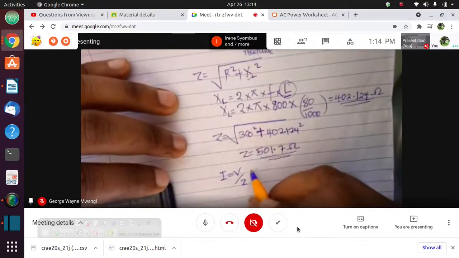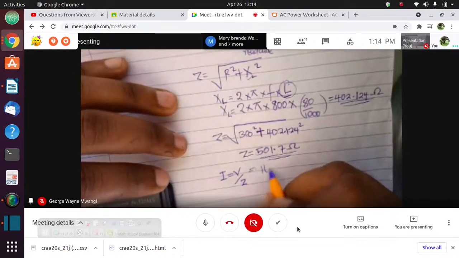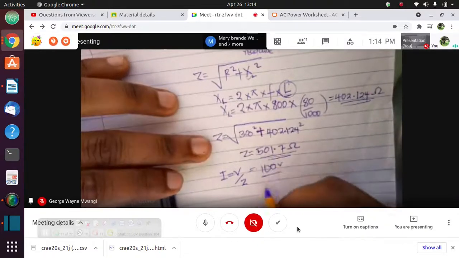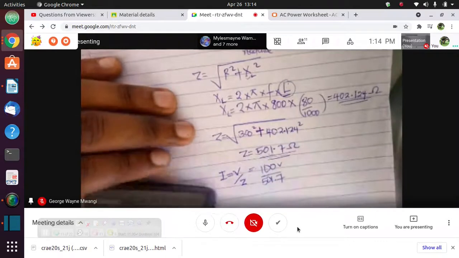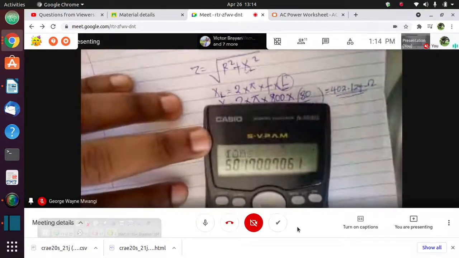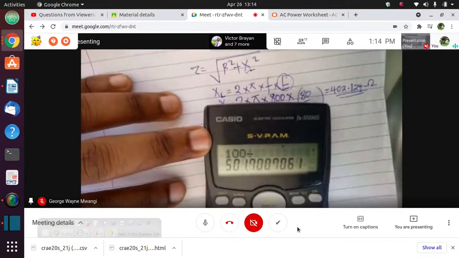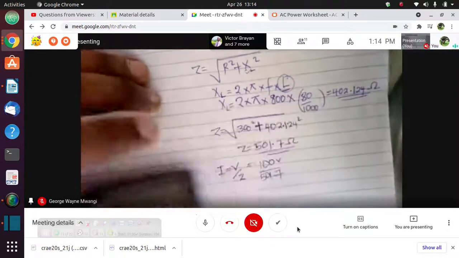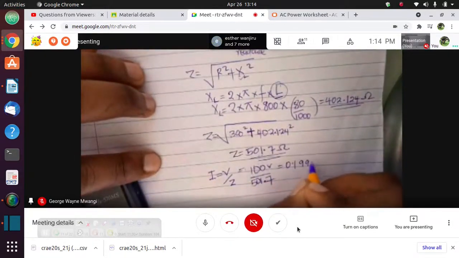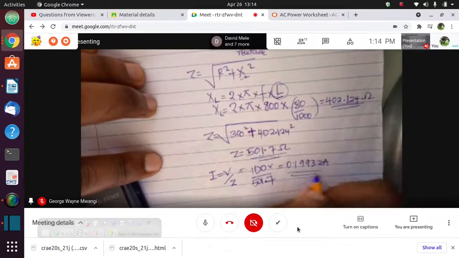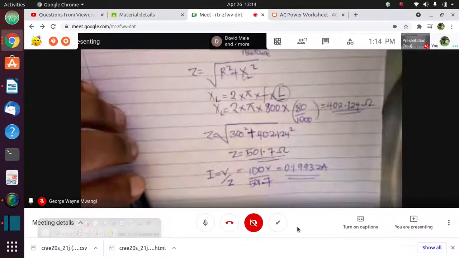Now, the current flowing in our circuit will be the voltage supply divided by the total resistance according to Ohm's law. The supply voltage is 100 volts divided by impedance, the total resistance in our circuit, which is 501.7 ohms. So 100 divided by that gives you the value of current in our circuit as 0.19932 amperes. That is just a revision of the calculation we did.